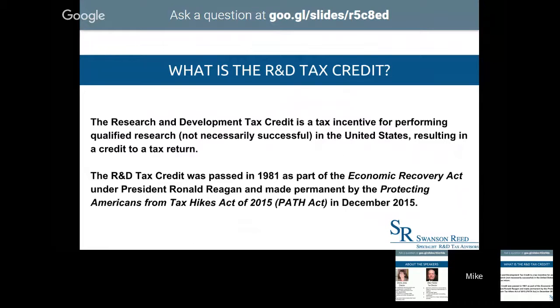Two key pieces of legislation that impacted this over its history began in 1981 as part of the Economic Recovery Act when President Reagan was the president. And then the second key piece is what's commonly known as the PATH Act, which stands for Protecting Americans from Tax Hikes Act of 2015. It was passed in December of 2015.